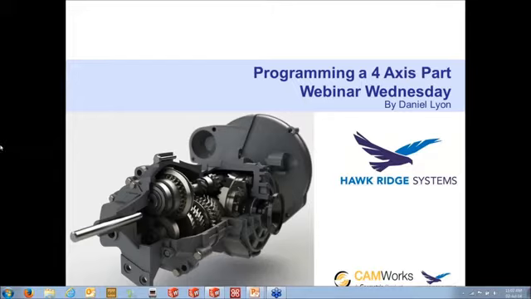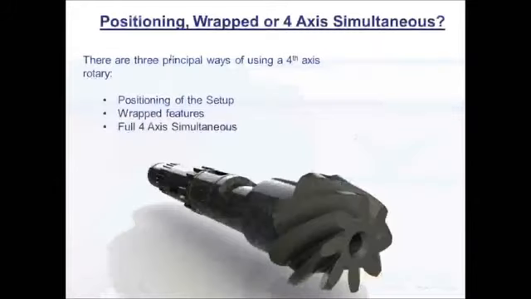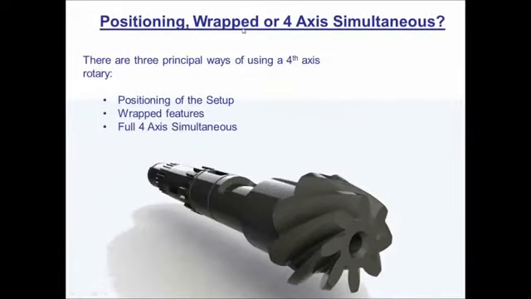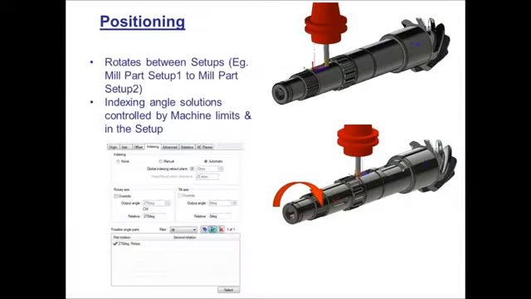So we're going to take a look at actually dealing with the positioning, wrap features, and the 4-axis simultaneous here. So essentially looking at the different options on how to see a 4-axis part there. And the first one was positioning the actual part and indexing between the different setups here.